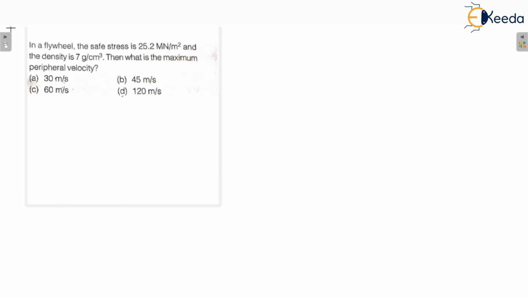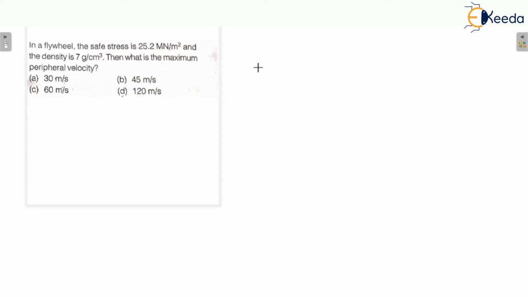In this question it is written that in a flywheel the safe stress is 25.2 meganewton per meter square and the density is 7 gram per centimeter cube. Then what is the maximum peripheral speed? That means the maximum peripheral velocity we need to calculate.